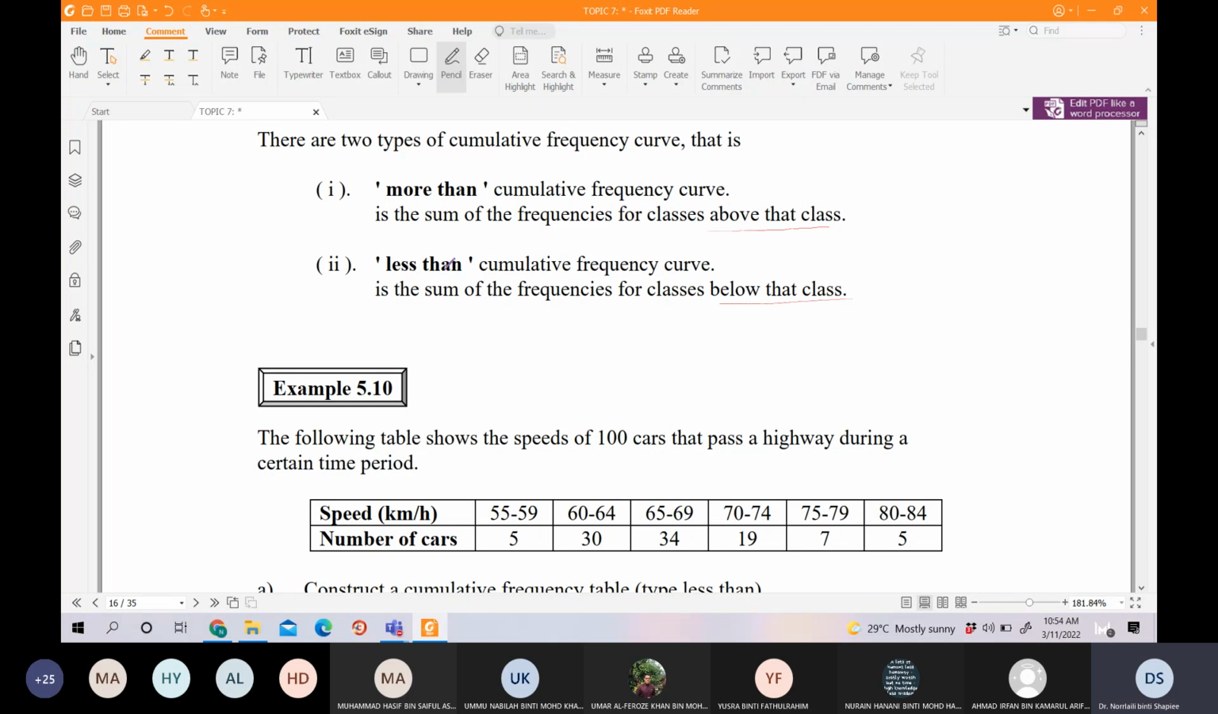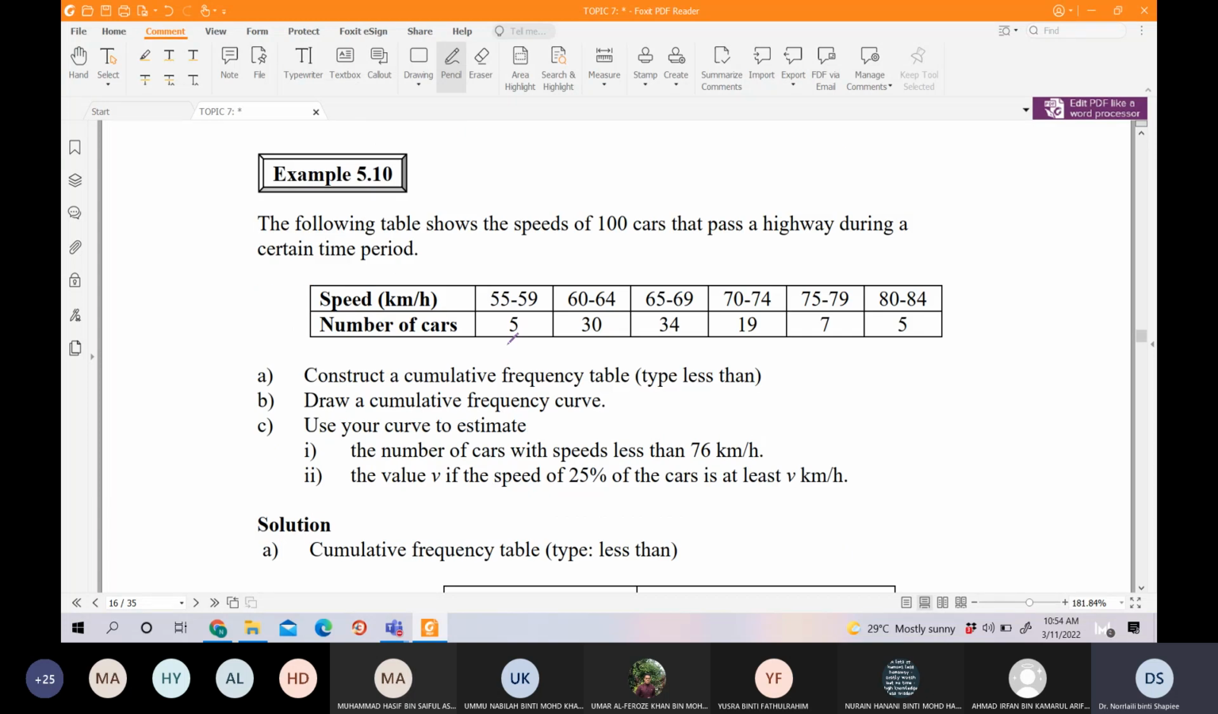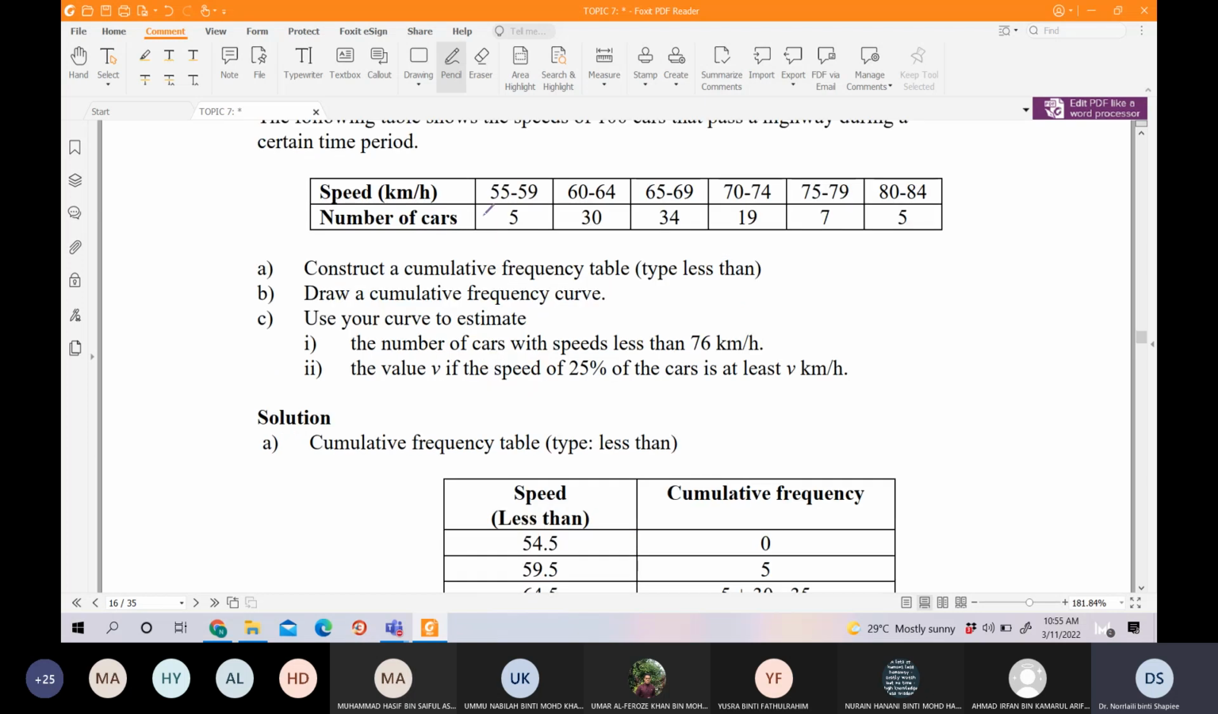Look at example 5.10. The following table shows the speed of 100 cars that pass a highway during a certain time period. So this one is our class limit, because there is no 55.5, there is no 0.5, right? So this one is considered as a class limit or class interval. And this one is our frequency. It means that between speed 55 to 59, there are 5 cars with this speed. So this one is considered as a frequency.